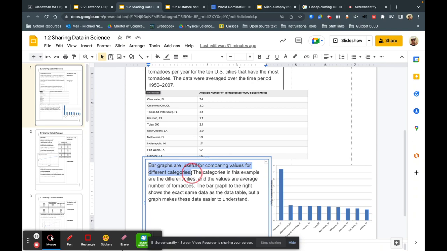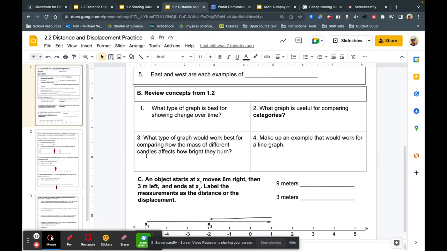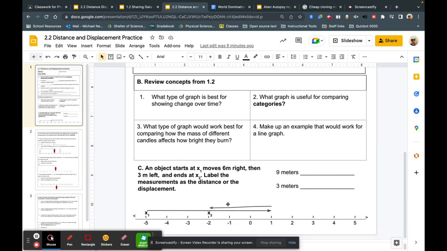values for different categories. If I mention categories, I'm talking about things that can be more easily named than measured, like cities. If I mention properties, then that is going to be better for a scatter plot. So number three, what type of graph will work best for comparing how the mass of different candles affect how bright they burn? Well, the mass of a candle is a property we can measure. The brightness of a candle is a property we can measure. So therefore, the best graph here is going to be a scatter plot. Answers for number four will vary a lot.